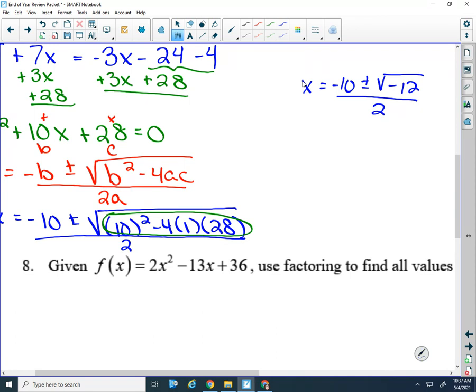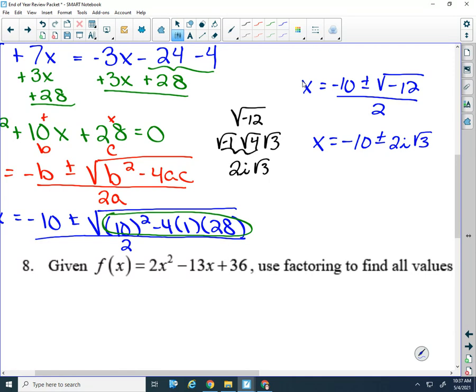Now, off to the side, I'm going to simplify my -12. So we have our imaginary component, and I always like to put my perfect square first. It doesn't really matter. So this becomes 2i, and then you have radical 3. So I'm going to rewrite my blue equation, plus or minus. So instead of radical -12, I'm going to write 2i radical 3.